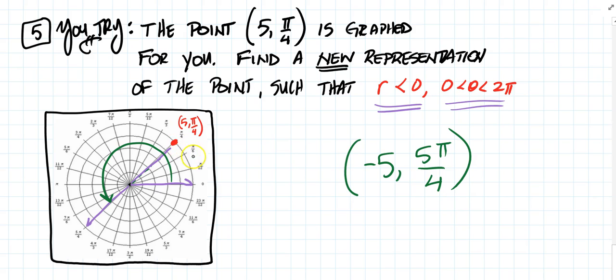Well, I looked at the graph and I thought, okay, if this is up here at pi over 4, then this would be my positive direction to that point. So the negative direction would be this angle here, which is 5 pi over 4. So I'm going to go all the way around to 5 pi over 4 and then back up 5 units to make my r value negative and to keep my angle between 0 and 2 pi. Hopefully that makes sense to you guys.